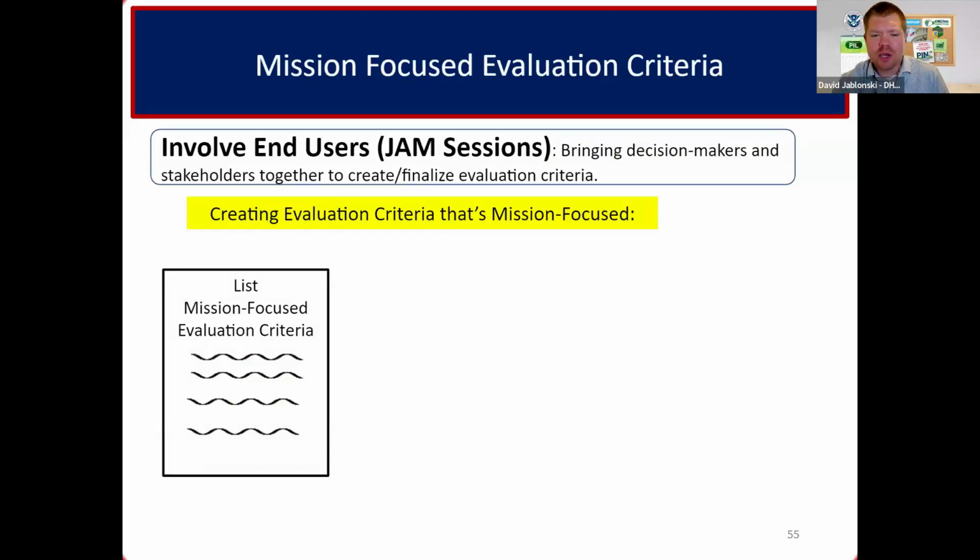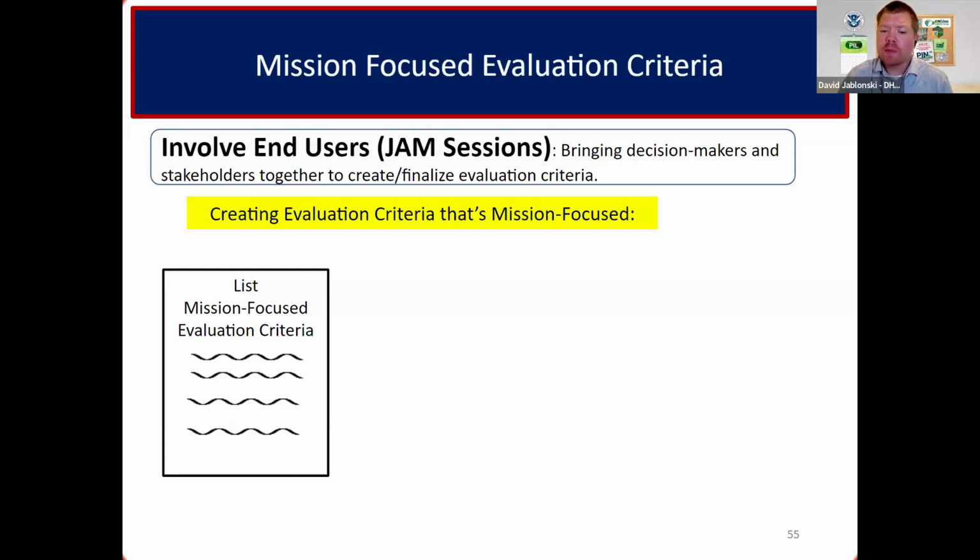How do they make this so efficient on the solicitation side? Well, they use something we called mission-focused evaluation criteria to do these sessions. So as part of the jam sessions, the FEMA team focused on creating the mission-focused evaluation criteria. What is this, you ask?